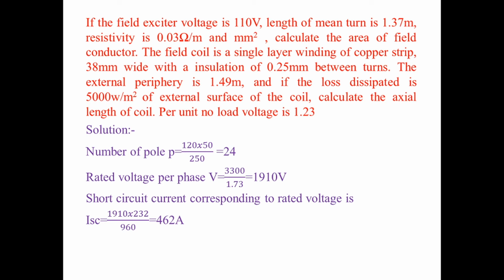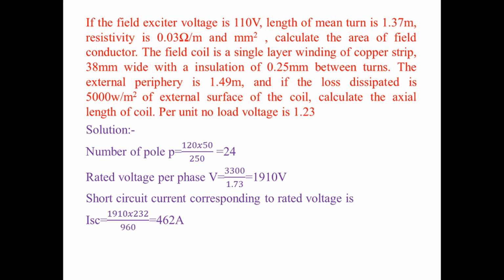Now rated voltage per phase, since it is a star connected, so if it is not mentioned, we need to assume it as a star connection. So rated voltage per phase V is given by 3300 divided by 1.73, that is root 3. So rated phase voltage is given by 1910 volts. So short circuit current corresponding to the rated voltage. If your rated voltage is 1910, if you see the table, 1910 is nearly equal to 2000. So voltage per phase is 2000.